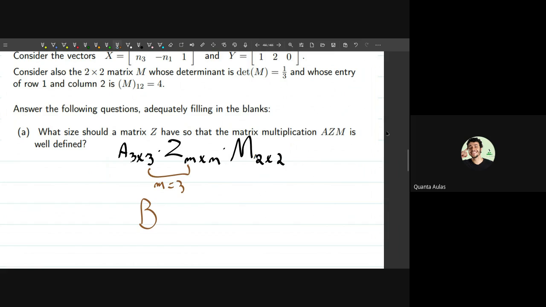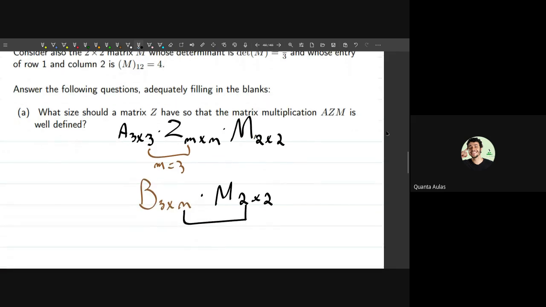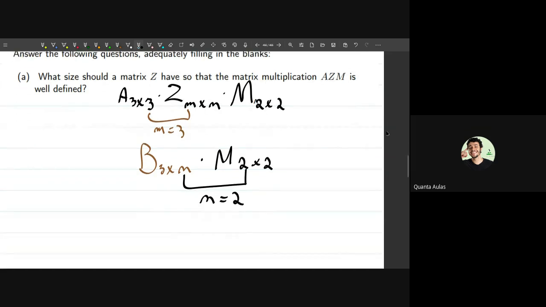This will be the number of lines and number of rows, okay? Now I need to multiply by this, so it's necessary to have 2 rows. So we have the answer of this question: M equals 3 and N equals 2. Very easy. Let's go to the next.